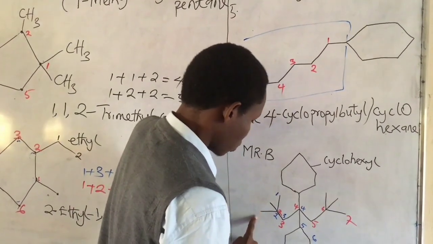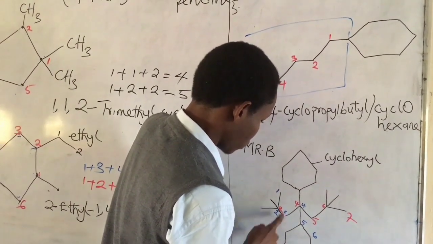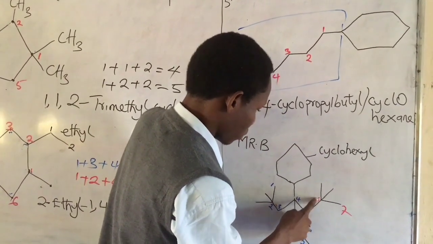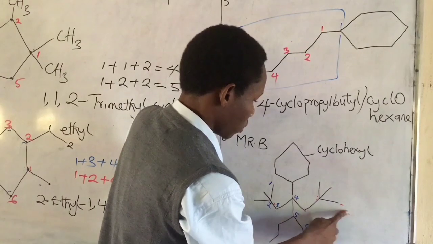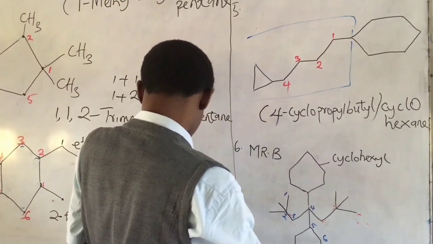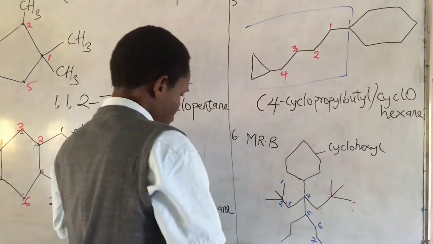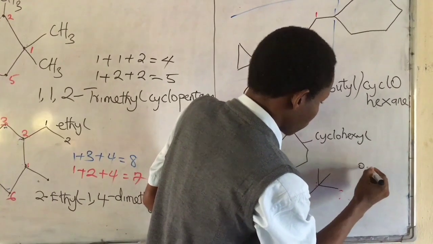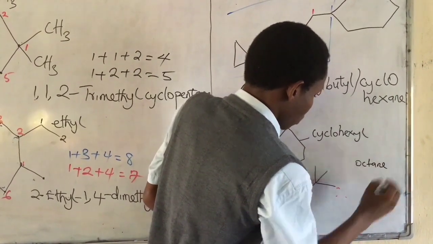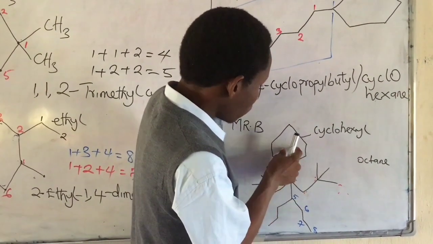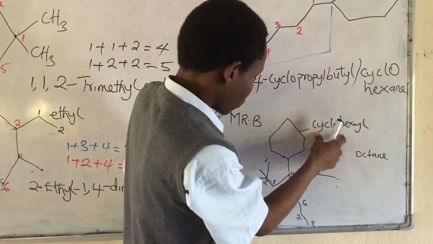Let's do away with this. Let's erase this. Yes, so we erase this. So we have octane as the longest chain. The next thing would be going for our substituents. So we have cyclohexyl as a substituent.